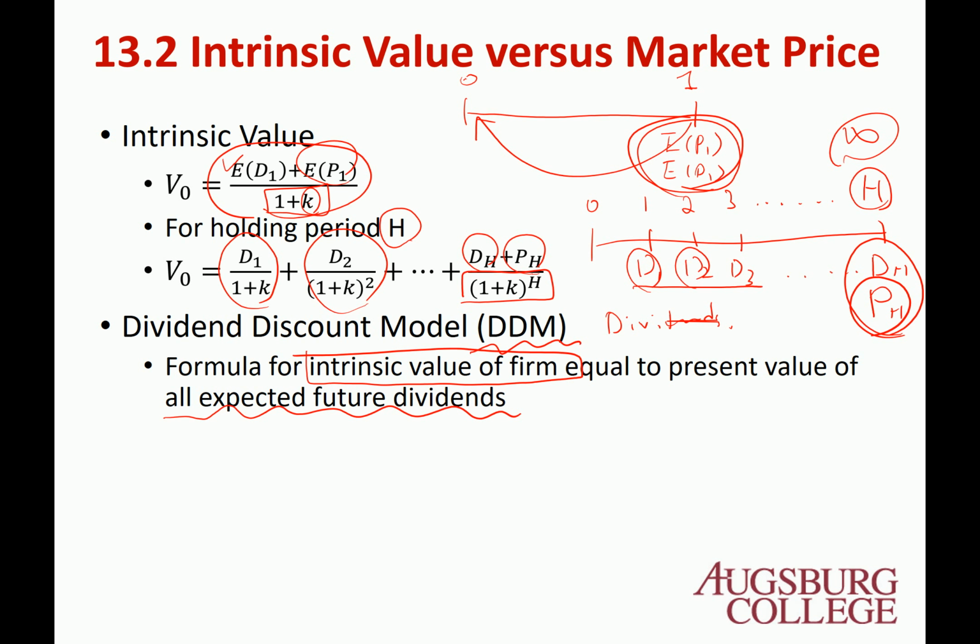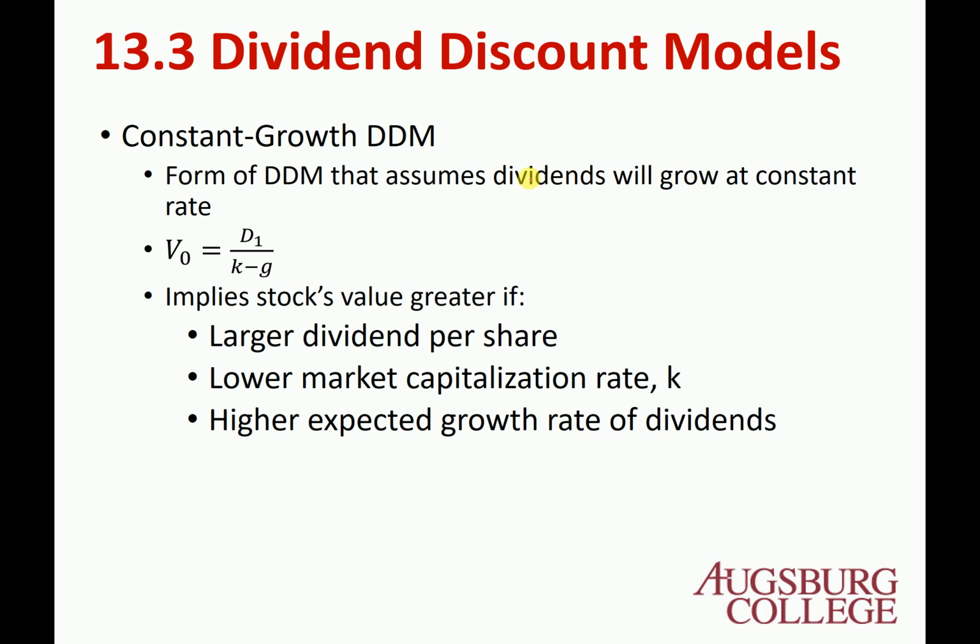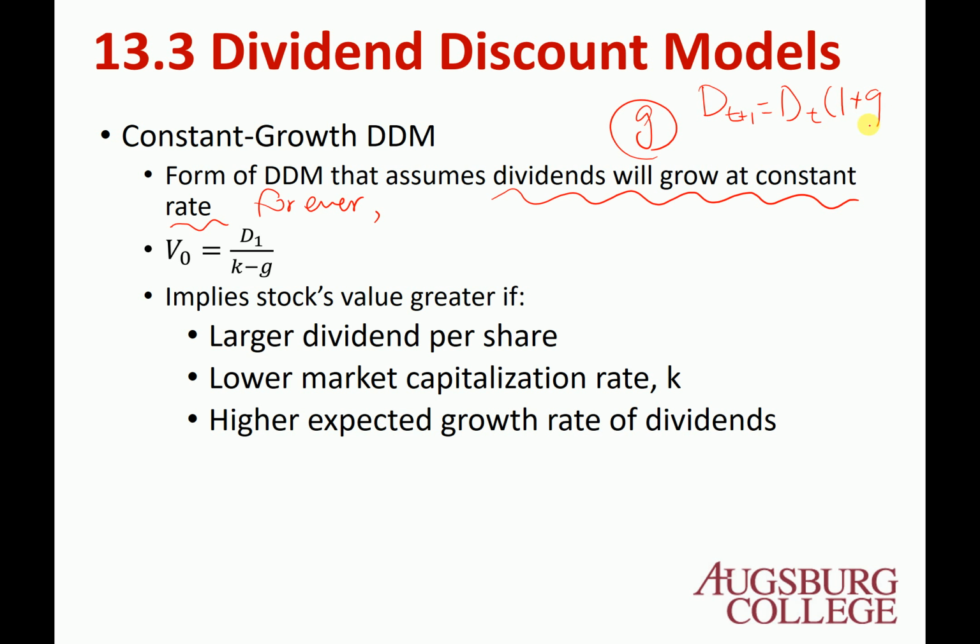because we can only solve this problem by collapsing it mathematically into some formula if a certain condition holds, which means that dividends will grow at a constant rate forever. So we have a certain g, where dividend D_{t+1} equals D_t times (1 plus g) for any t. Then we can compute the value of the stock using this formula, the constant growth dividend discount model, constant growth DDM. It's D1, the next period dividend, divided by the market cap rate K minus G.